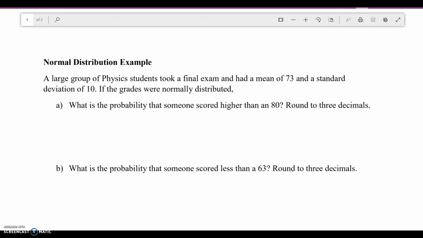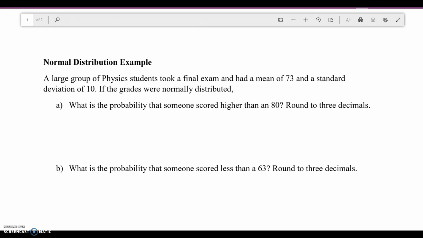So here's a normal distribution example. We have a large group of physics students who took a final exam and had a mean of 73 and a standard deviation of 10. If the grades were normally distributed, what is the probability that someone scored higher than an 80?